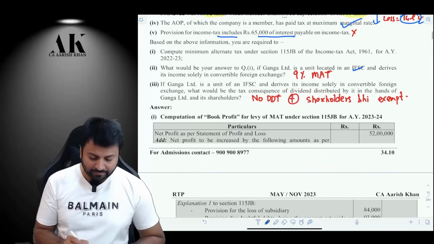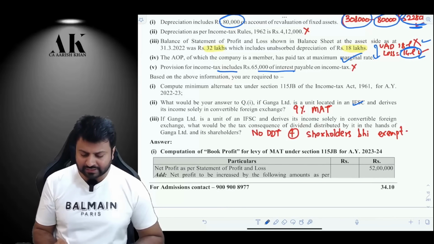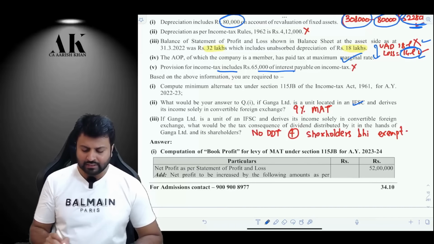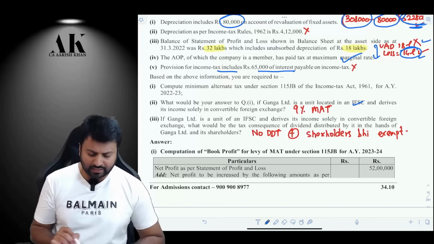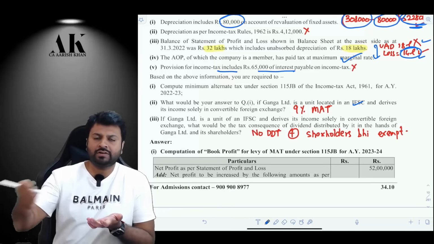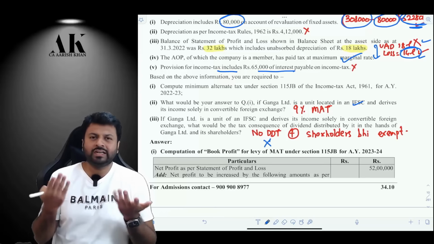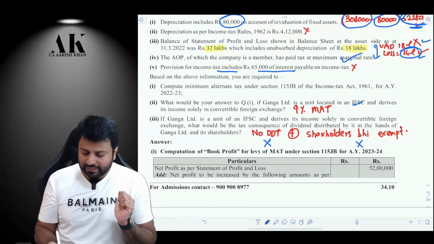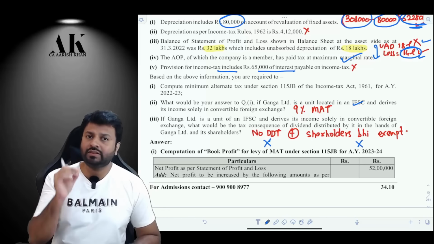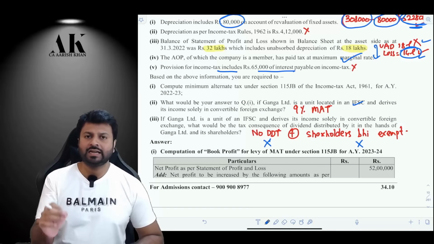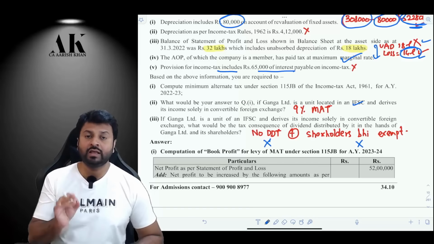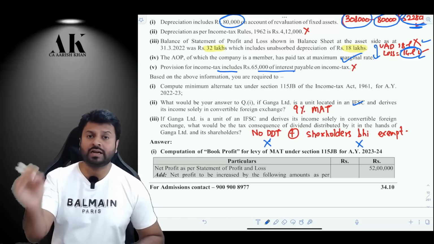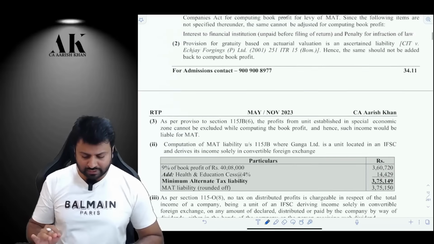Okay. Last but not least, if Ganga is a unit located in IFSC and derives income solely in convertible foreign exchange, what will be the tax payable by it in the hands of Ganga and the shareholder? So if Ganga is distributing some dividend, then no DDT on Ganga, because DDT was removed from 1 April 2020, and no income tax to the shareholders also. If the IFSC unit is distributing dividends, that dividend is exempt in the hands of the shareholder. Be very careful. So this is what this question is all about.